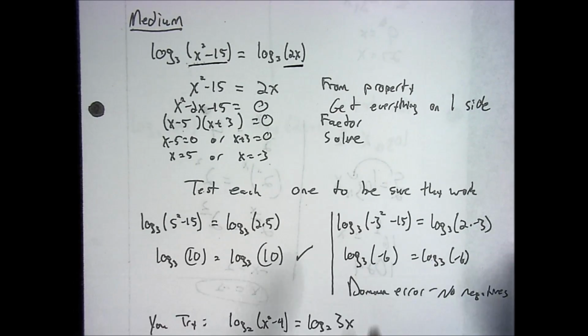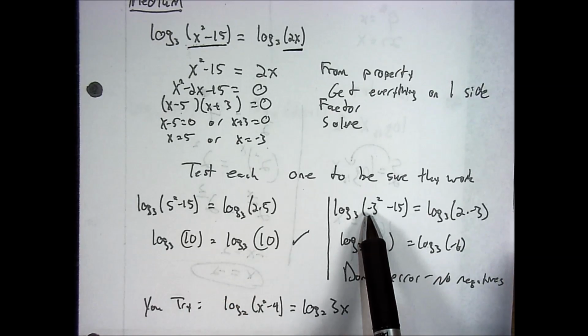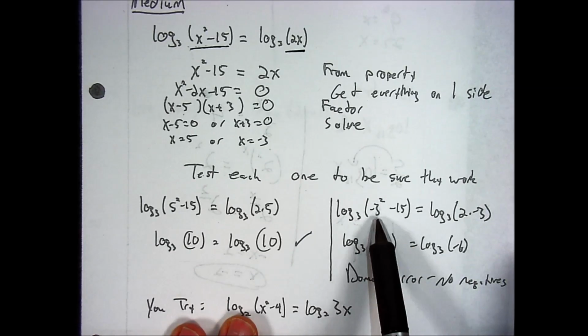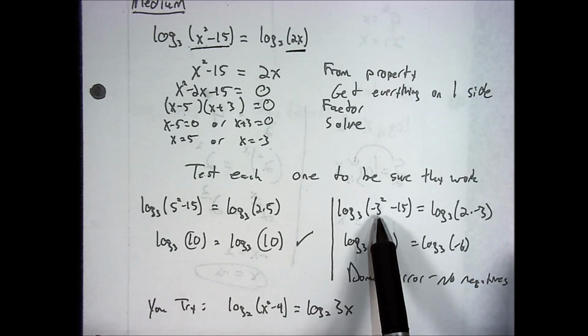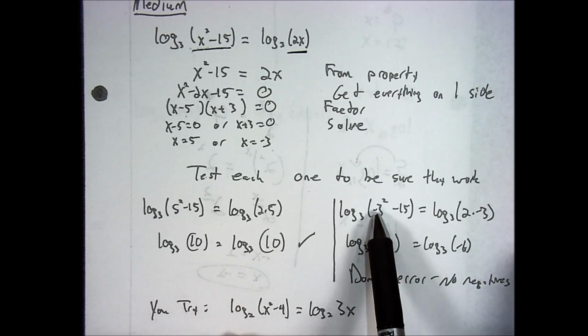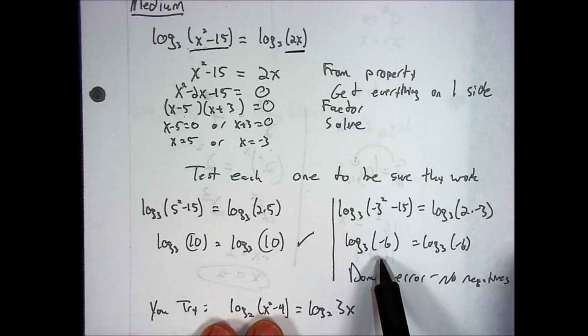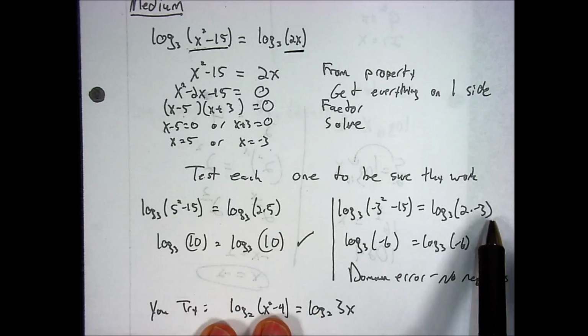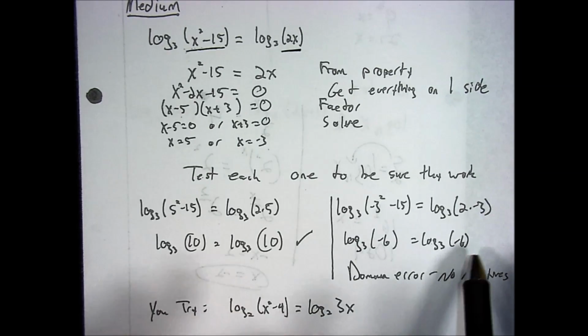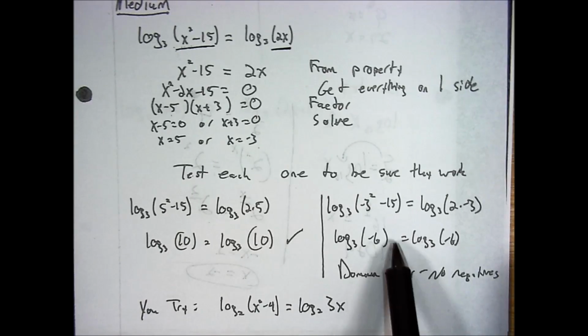Over here on the other side, testing out negative 3. Negative 3 squared, be smarter than the calculator. Negative 3 times negative 3 is 9. If you don't type that in carefully into your calculator, you're going to get negative 9. Negative 3 squared is positive 9. Minus 15, negative 6. 2 times negative 3 over here, negative 6. They equal, so we're thinking it's good, but domain error, we can't have negatives.